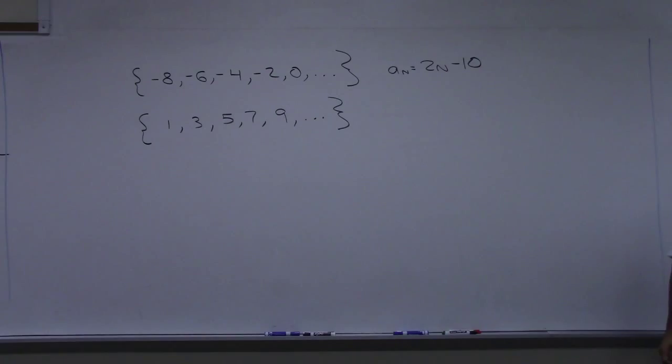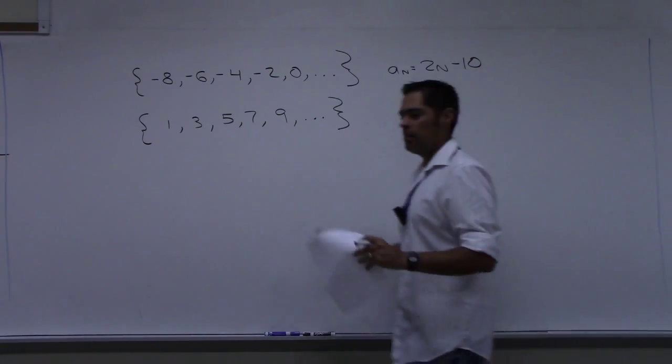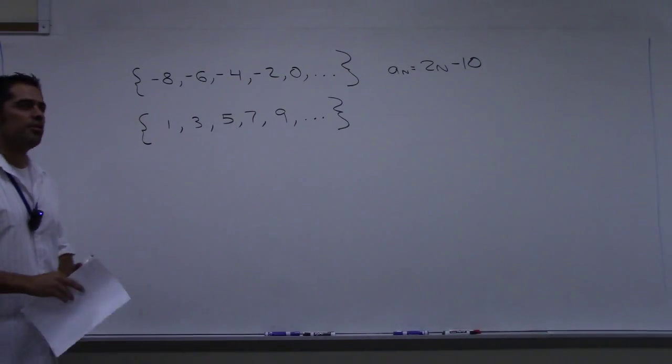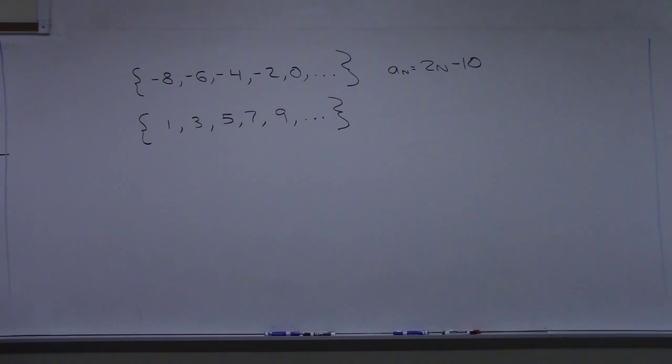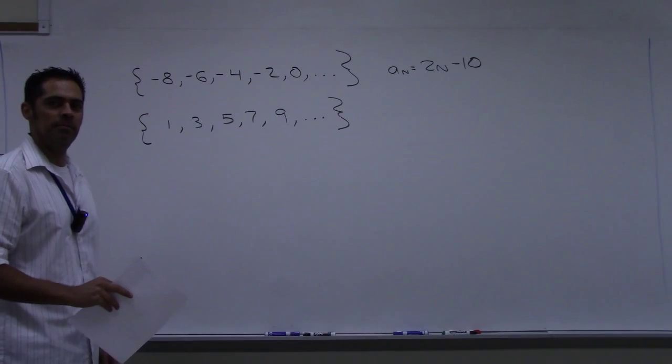2n minus 1? So how are you seeing that? I'm just curious. I'm just trying to figure out what you're thinking. Well, I just plugged in 1 and then subtracted 1. But where did you get the formula 2n minus 1 from? I just plugged it in.